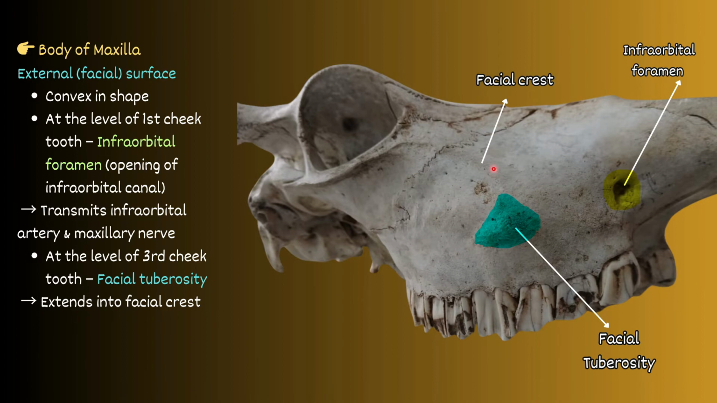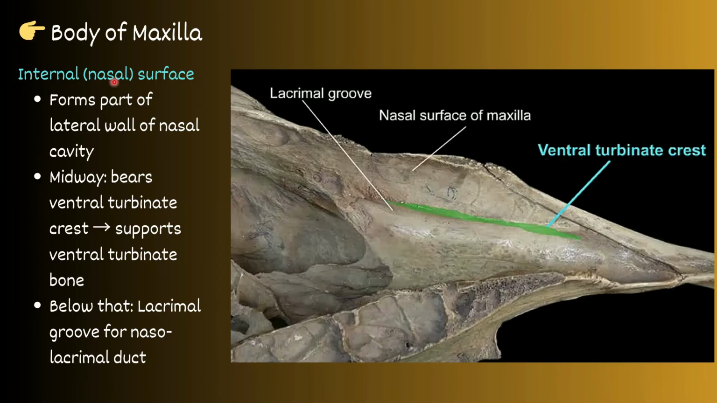You can find this one. This is the facial crest. So this is the infraorbital foramen, facial tuberosity, and facial crest. Next, the internal or nasal surface of the body of the maxilla.